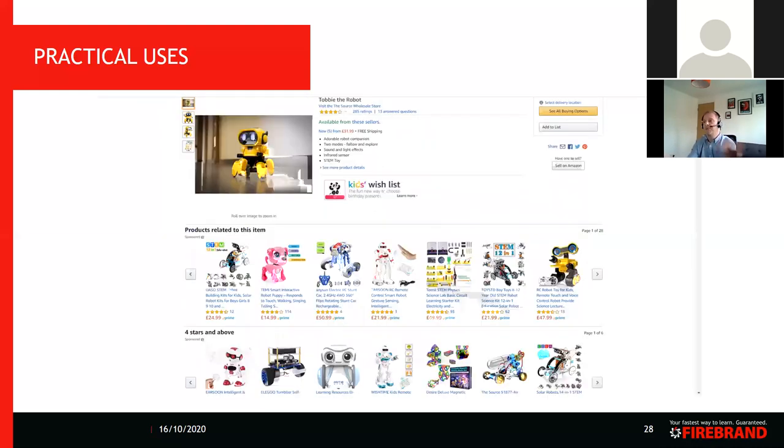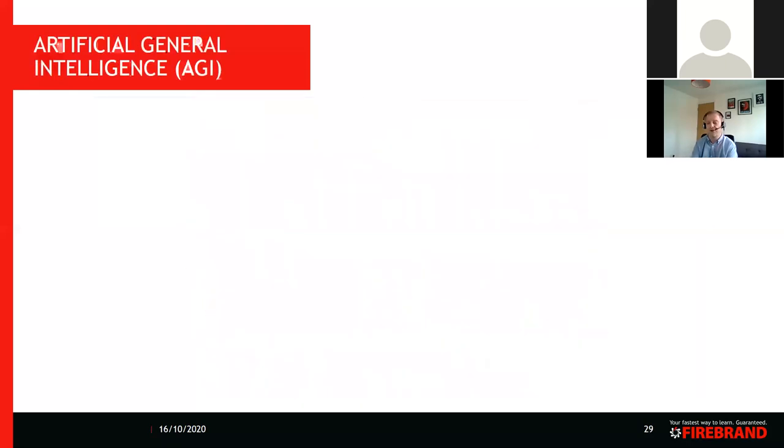Recommendations on Amazon. So Amazon has got machine learning algorithms in the background that know when you buy Tobby the robot, you may also be interested in Tommy, the smart interactive robot puppy, which responds to touch, walking, singing, and telling stories. Should you want those additional recommendations? I don't need those recommendations, Amazon. I know what I want to buy. Don't need you to suggest other things for me unless it's out of stock.